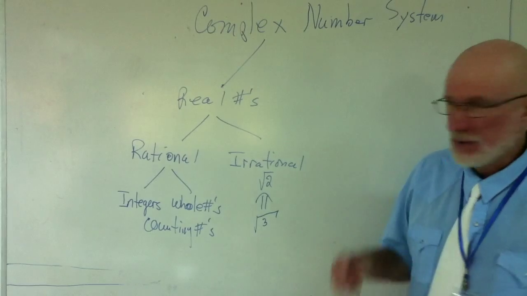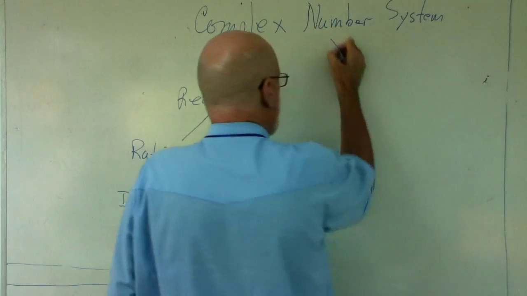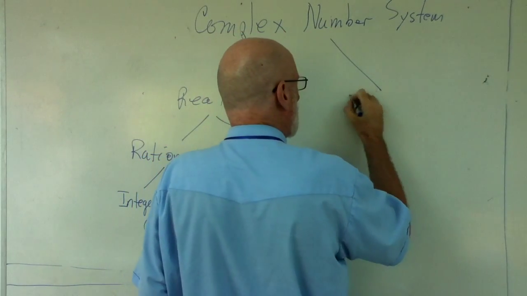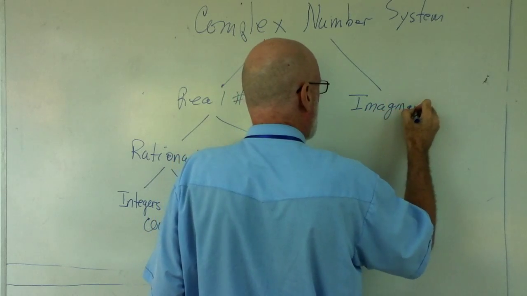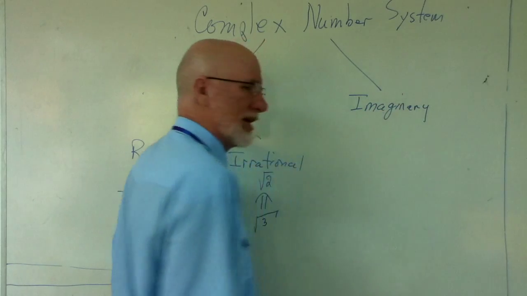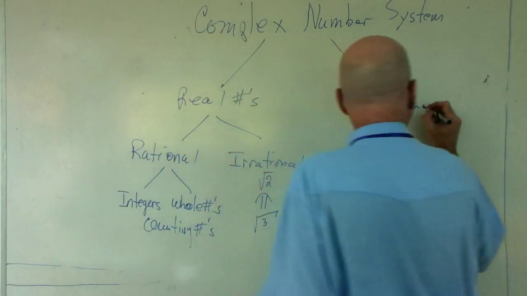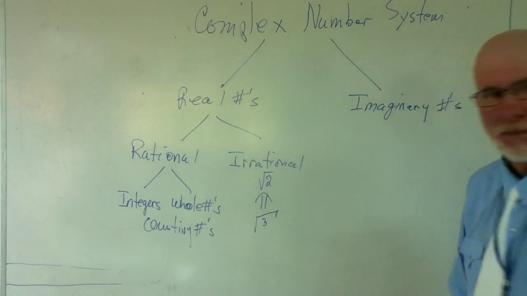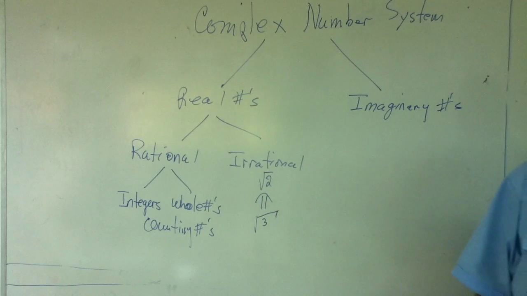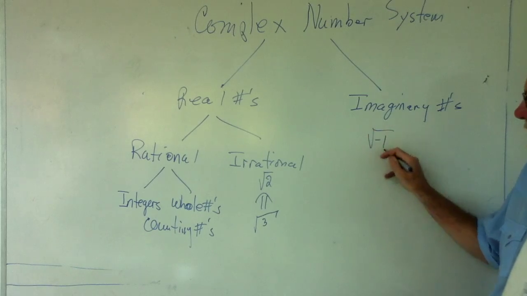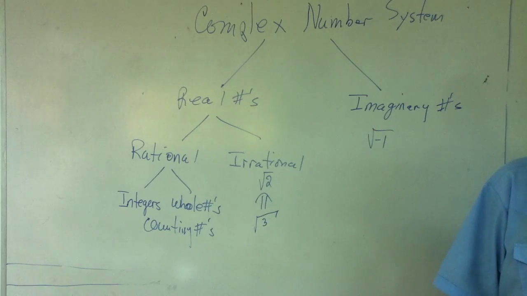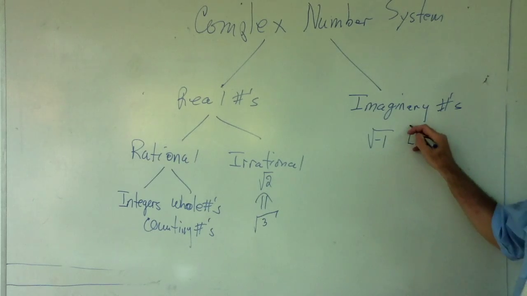Okay? Then there's another set called imaginary numbers. And you know what imaginary numbers are? Imaginary numbers are numbers that contain the square root of negative 1. You know what the square root of negative 1 is called? No. I.